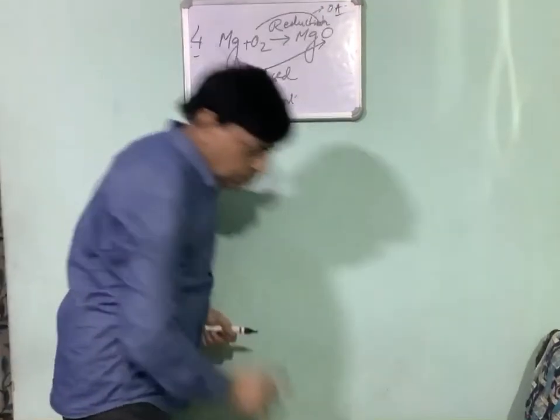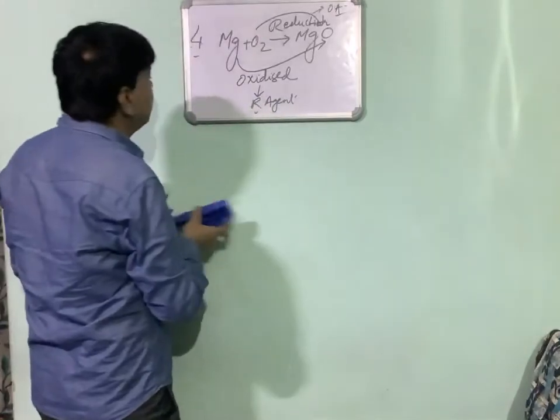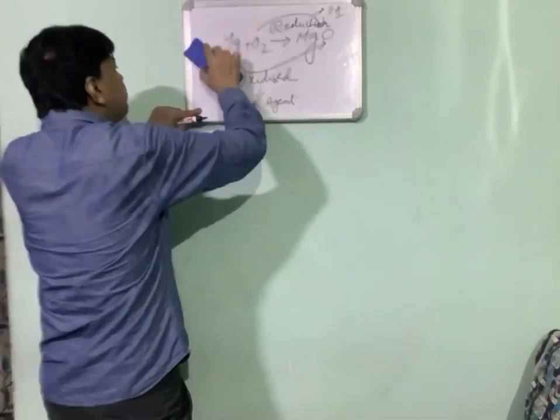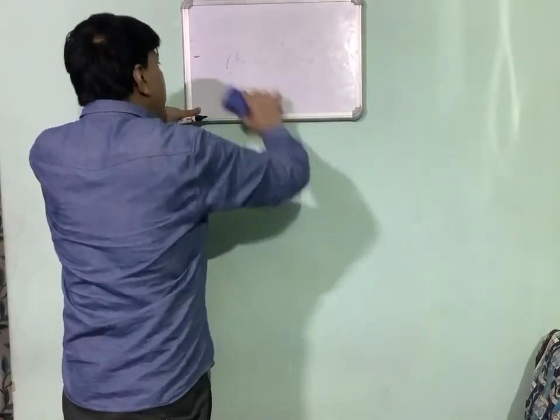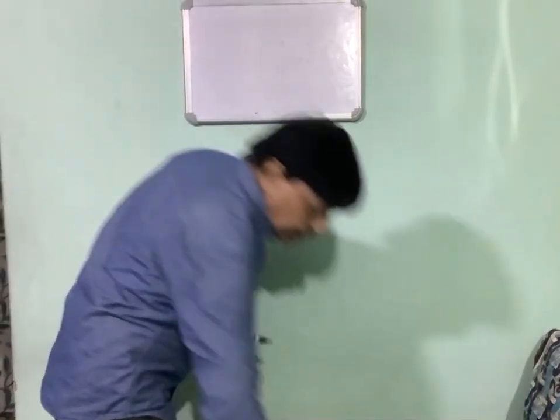Now I am giving you another example. So again you can define oxidation and reduction in that form. Gain of oxygen or electronegative element, or removal of hydrogen or electropositive element, is called oxidation. And gain of hydrogen or electropositive element and removal of oxygen or electronegative element is called reduction.